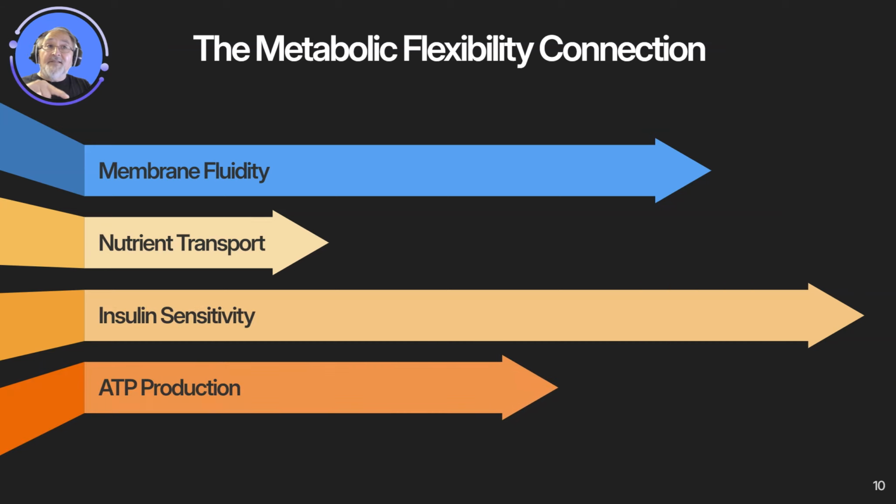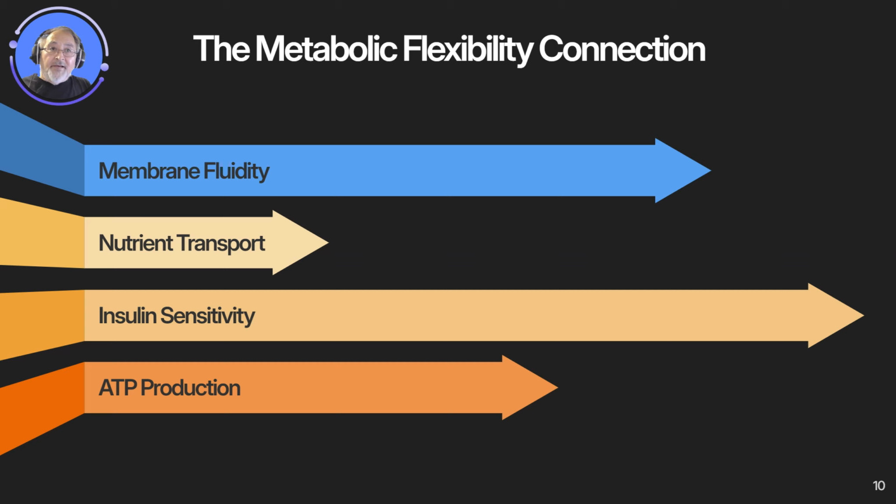The metabolic flexibility connection. Proper cell membrane composition supports metabolic flexibility and the ability to switch between different fuel sources efficiently. This capacity depends on functional cell membranes that facilitate proper signaling and transport. When plant sterols and seed oils disrupt membrane composition, metabolic inflexibility often results. Cells struggle to respond appropriately to changing energy demands and nutrient availability.